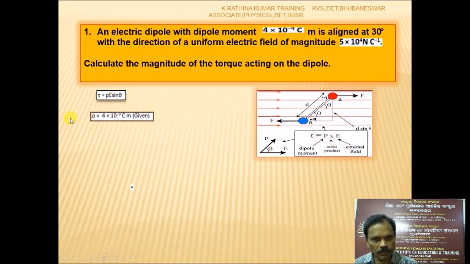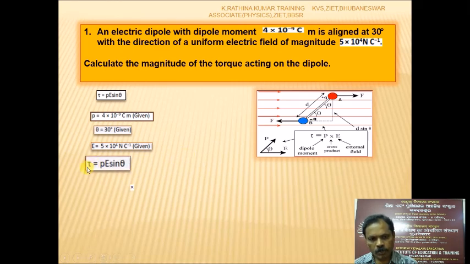Then what is given? The dipole moment is given. P, the dipole moment, is 4 into 10 power minus 9 coulomb meter. So you have to write the given values before solving the numerical problem. Because if you write the given values in the question, you will get some marks, though the answer is right or wrong. Each and every thing will get a mark. Then theta, the angle between the dipole and the electric field, is given 30 degree. Then what is given? Electric field. The value for the electric field is given. E is equal to 5 into 10 power 4 Newton per coulomb.